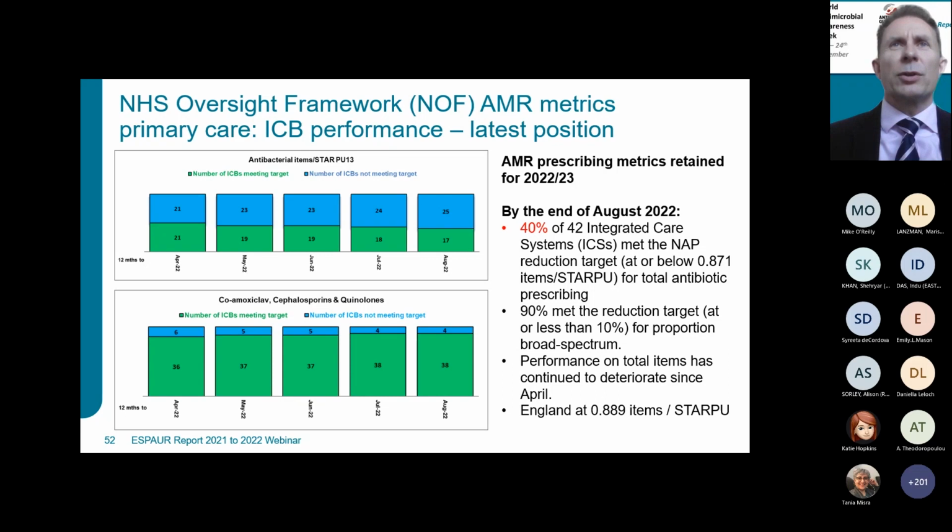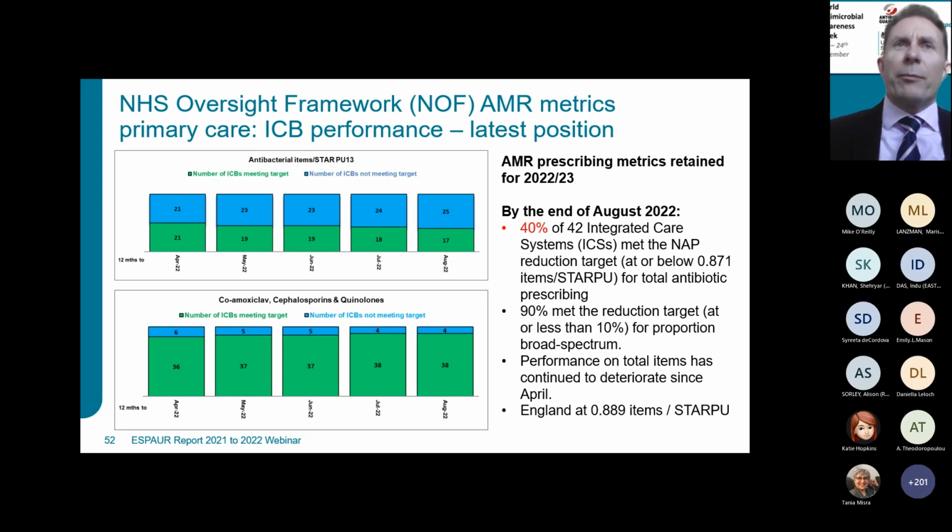Only 17 of the 42, so that's 40% of the integrated care boards, had met the target by the end of August. So these are the most up-to-date information we have, and the performance against the proportion broad spectrum has remained high and improved slightly. So whilst the pandemic may have had an impact in terms of reduced attendances and consultations in GP practices, that activity has now returned almost to, if not exceeding, pre-pandemic levels of activity. And so we're seeing that playing through in terms of pressure to prescribe antibiotics.